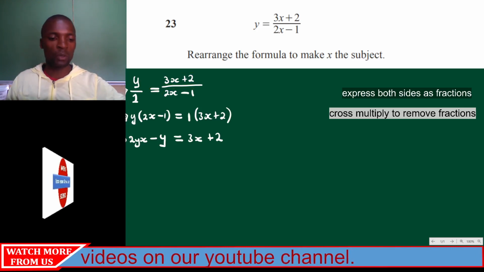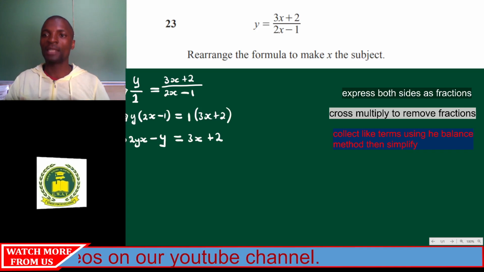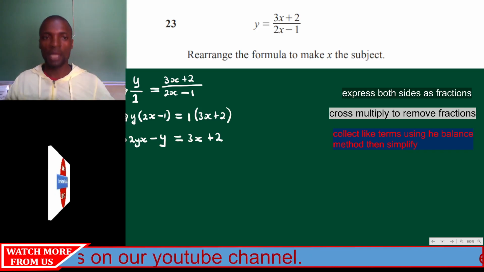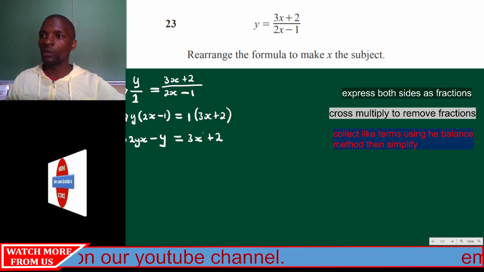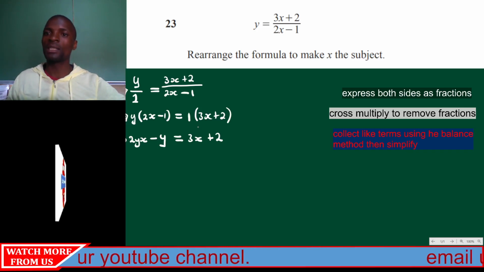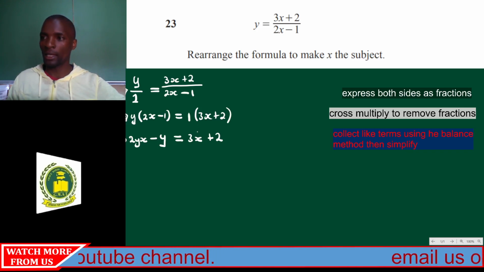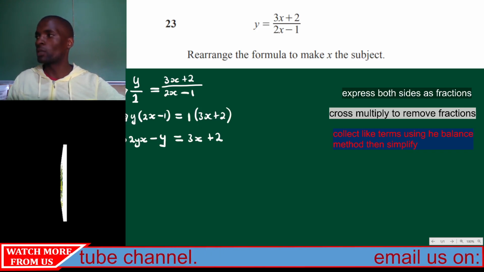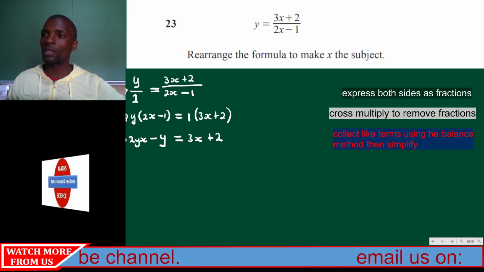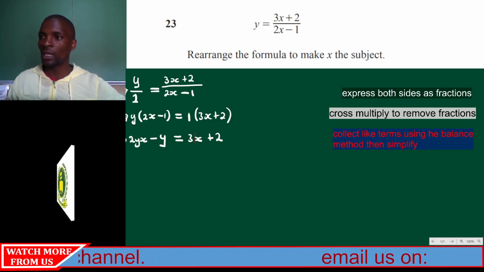Now that stage 1 and stage 2 are done, we need to move to stage 3, which is to collect like terms using the balance method and then simplify. When you are collecting like terms, I want you to go back again to the question. It reads rearrange the formula to make x the subject. So it is very important to know that we want x to be the subject, meaning our main subject, or the subject of concern, is x.